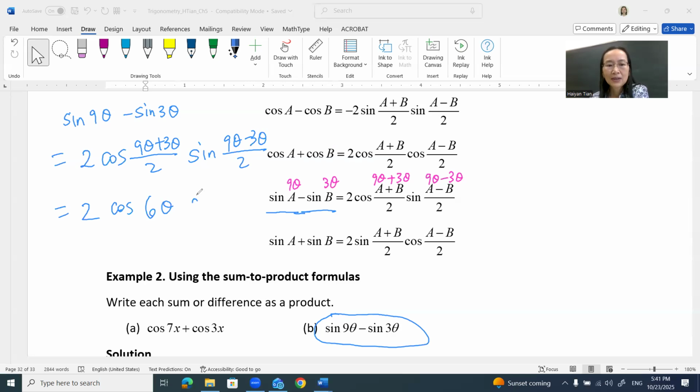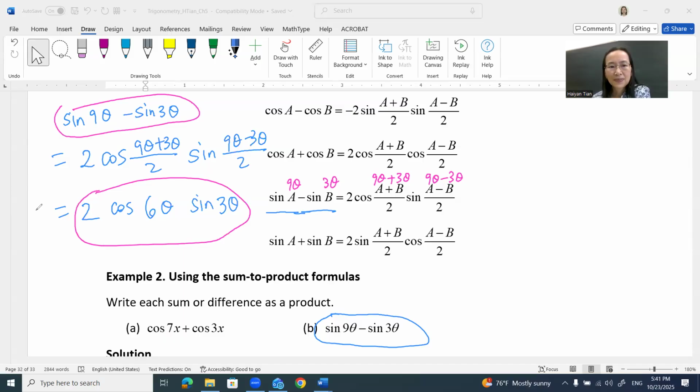Okay, now what is the difference, 9 theta minus 3 theta? After combining, we get 6 theta over 2, and half of 6 is 3 theta. So now we have written the difference as a product. Because the problem is a difference of two sine function values, we pick the third formula, right? Difference of sine function values. So we got the product form.